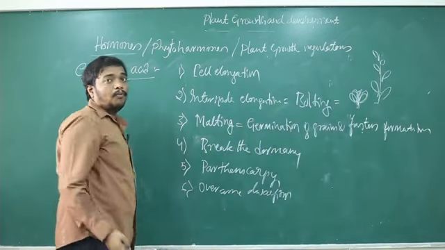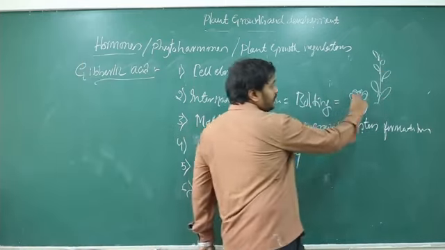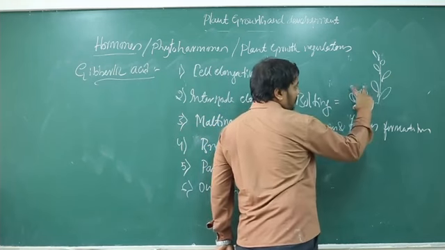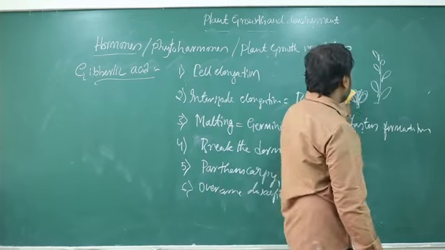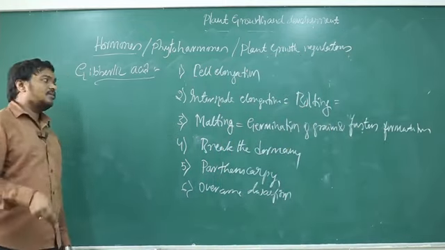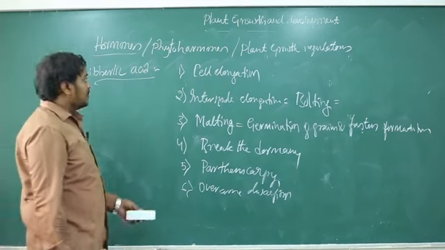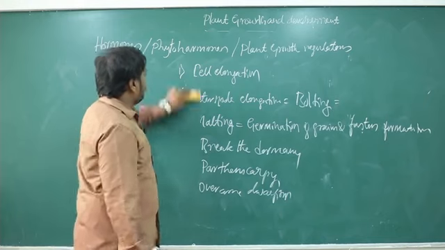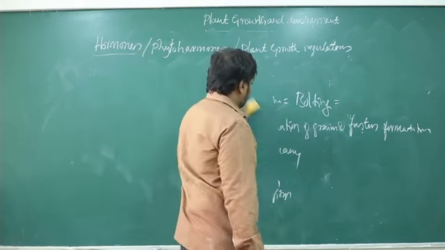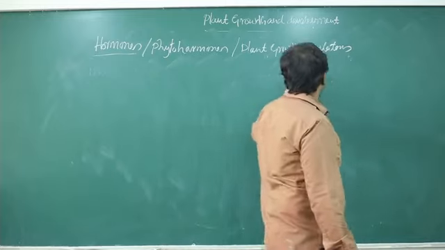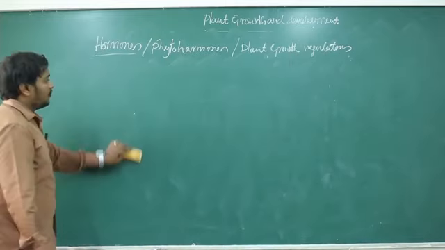Okay, that is called bolting by elongating the internode. Here in the cabbage, actually the internode is highly condensed, so it forms a cluster. When you treat with gibberellic acid, it increases the length of the internode, so the plant becomes very tall. Okay, so these are the applications of gibberellic acid. And even it delays the fruit ripening also. Gibberellic acid delays the fruit ripening.